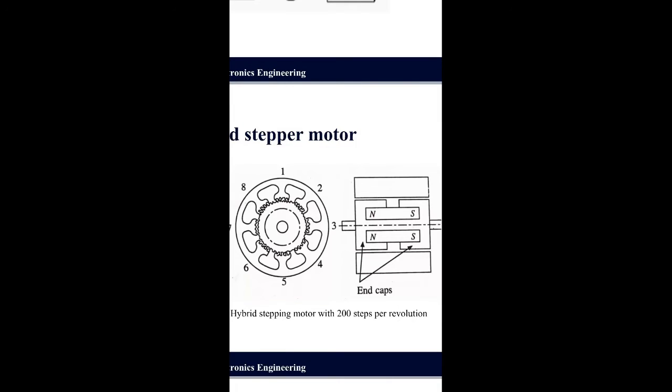When phase A carries positive current, stator poles 1 and 5 become south poles, and 3 and 7 become north poles. So the rotor teeth with north and south polarity align with the teeth of stator poles 1 and 5 and 3 and 7 respectively. When phase A is de-energized and B is energized, the rotor will move by 1/4 of the tooth pitch, that is 1.8 degree. The rotor can be stepped anti-clockwise by energizing the sequence in reverse order.